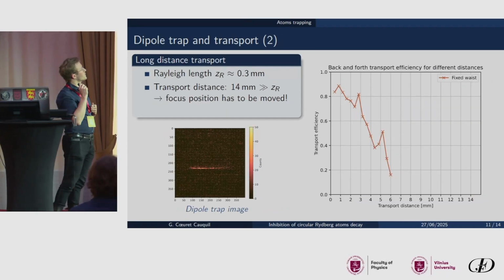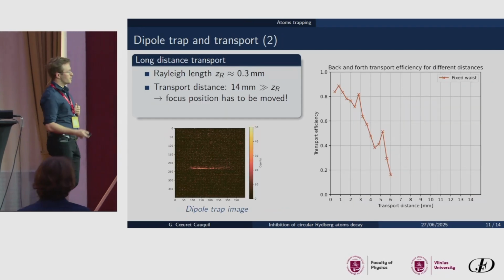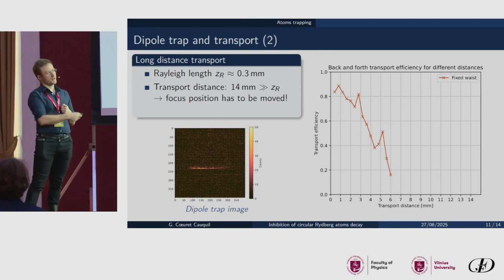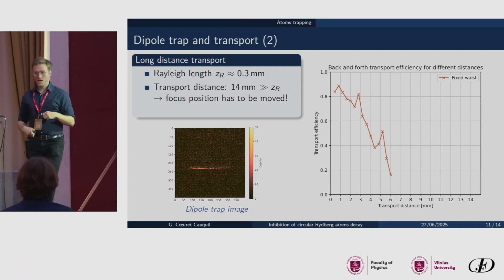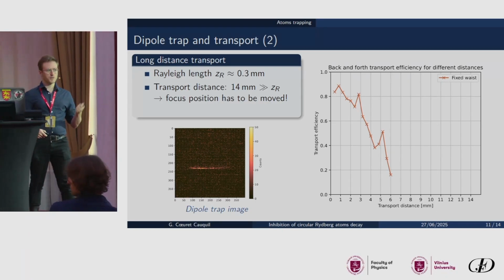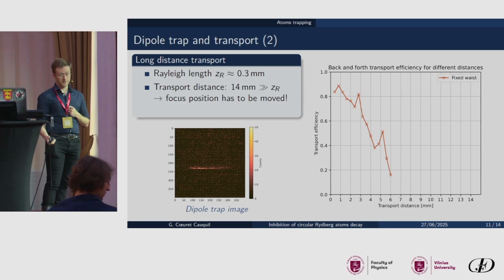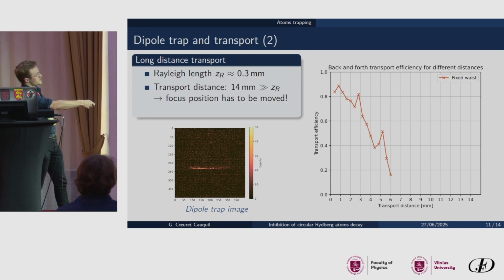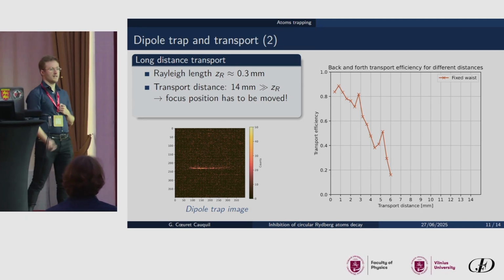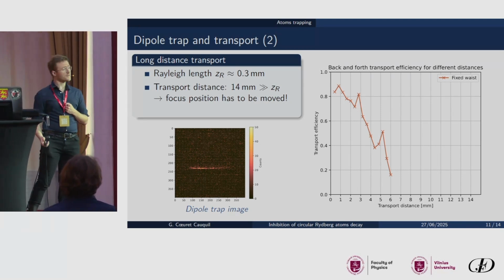However, the Rayleigh length of the trap we have is only 0.3 millimeter because we want it to be tightly focused. And the distance over which we want to move the atoms is 14 millimeter, which is way larger than the Rayleigh length, meaning that as soon as you start to transport over a few millimeters, you completely lose your atoms.